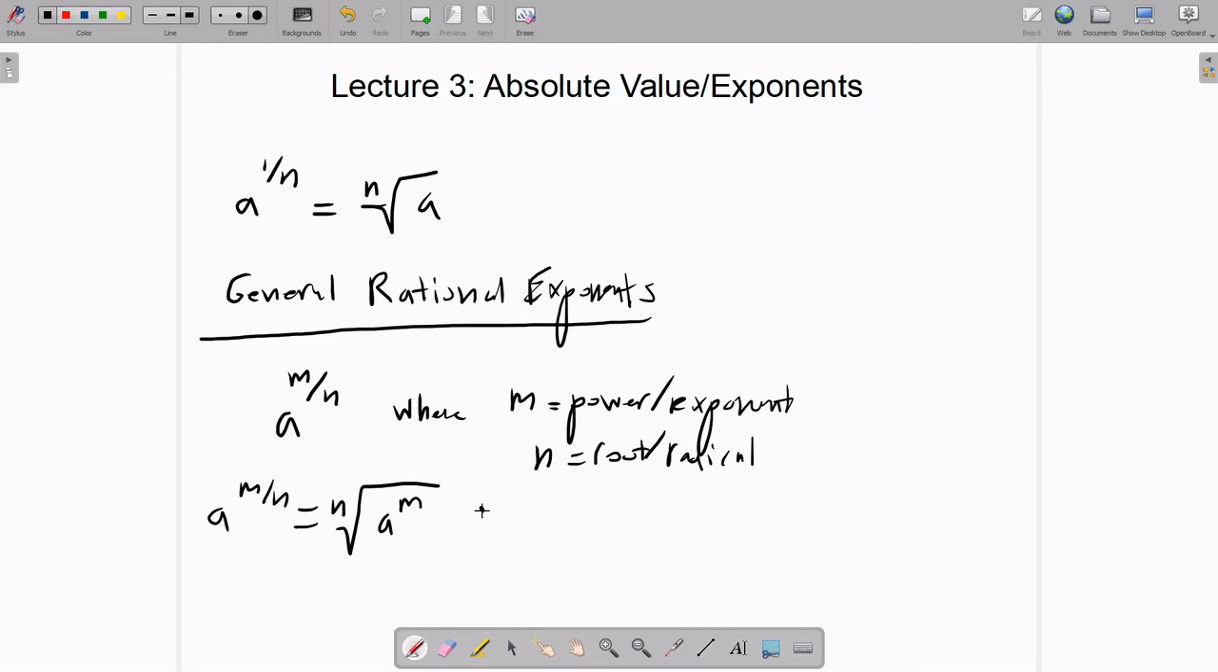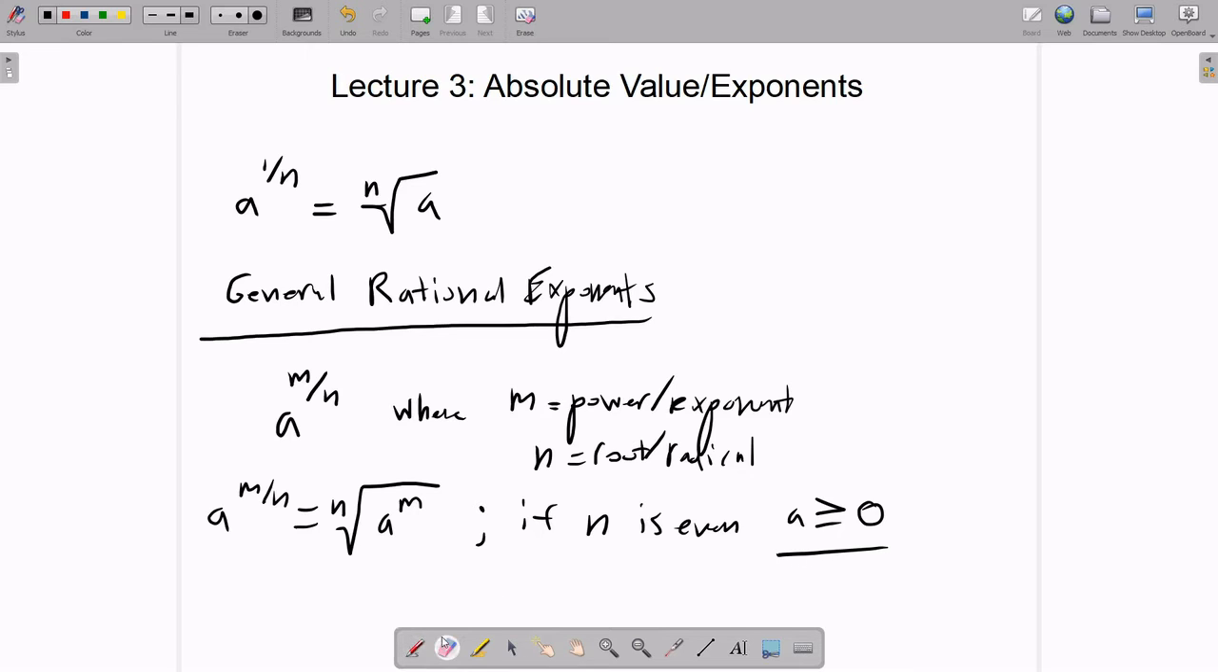And also there's a catch that if n, the root, is even, a must be greater than or equal to 0, because you cannot take the square root or an even root of a negative number, because you won't be able to get that number back. With odd roots, you can have positive or negative and you can get back the original number, no problem.